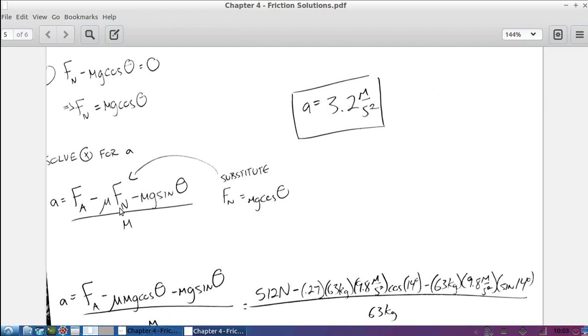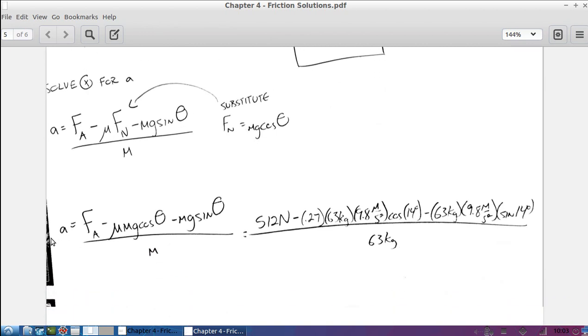It's still in terms of the normal force, which I don't know, so I'm substituting mg cosine theta in for the normal force. So now I've got the acceleration is F applied, which I know, minus mu mg cosine theta. Right? mg cosine theta, that's my normal force. Mu I know, m I know, g I know, theta I know. That's great. Minus mg sine theta, that's the gravitational force in the x direction, which I know all of those terms, divided by m.